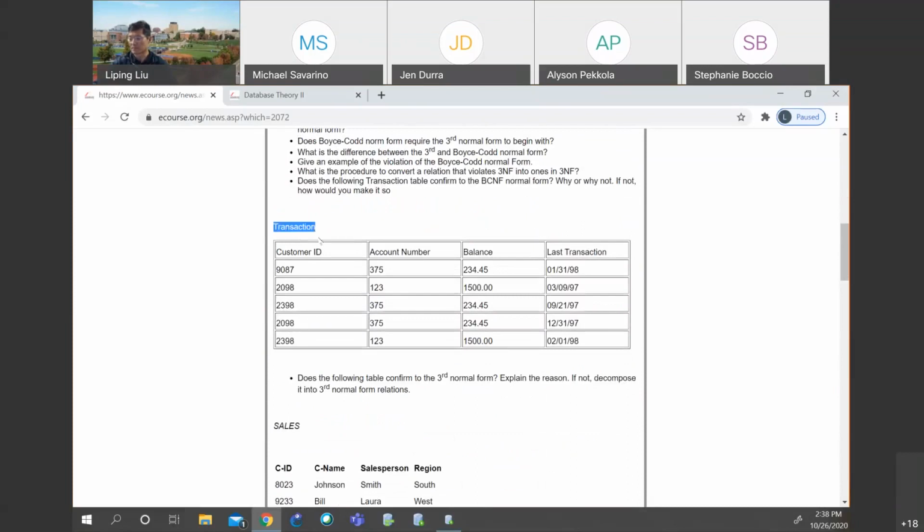So a transaction table, we have employee ID, account number, balance, and last transaction. And the question is, whether this table conforms to the Boyce-Codd normal form? Why or why not? And if not, how would you fix it? To understand that question, first of all, we need to draw a functional dependency diagram. So I will just use the whiteboard to do that.